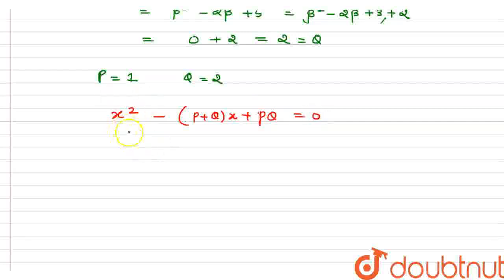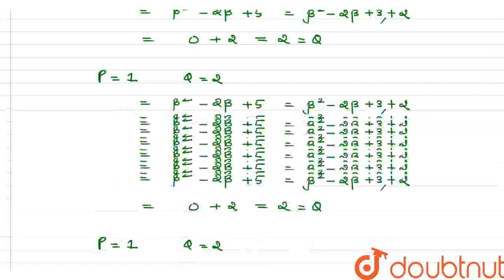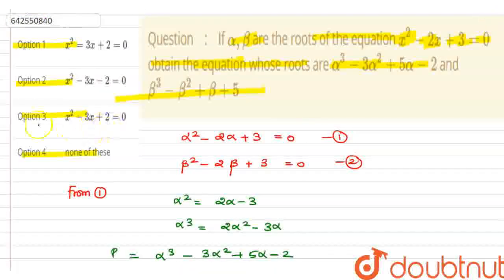Now we can put p and q here. So this will be x square minus the sum of 2 and 1, which is 3x, plus p into q, which is 2, equal to 0. So we have the equation x square minus 3x plus 2 equal to 0. This is the required answer. This is in option C here.